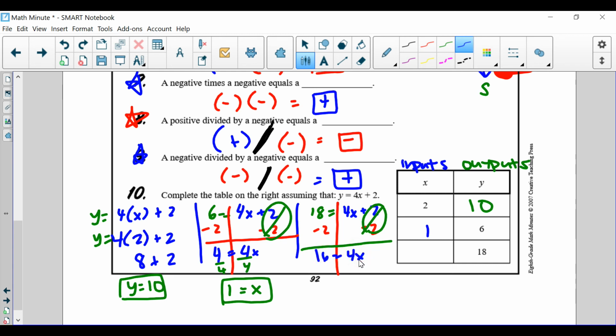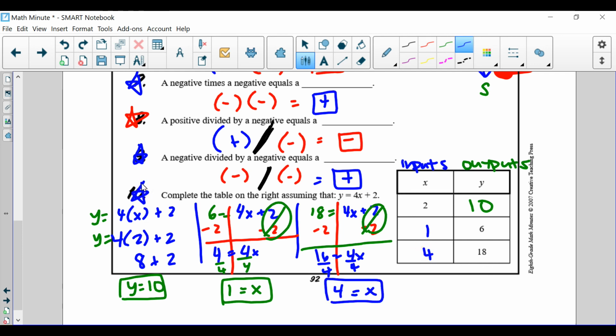And then lastly, we're going to divide both sides by 4. This one gets divided by 4. This one gets divided by 4. So we get x is equal to 16 divided by 4, which is 4. And that is the end of this math minute.